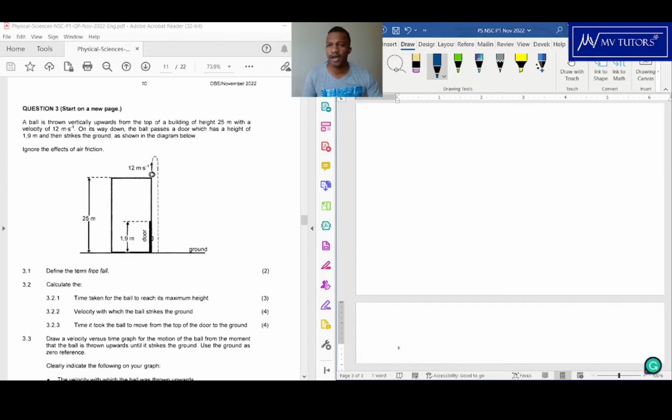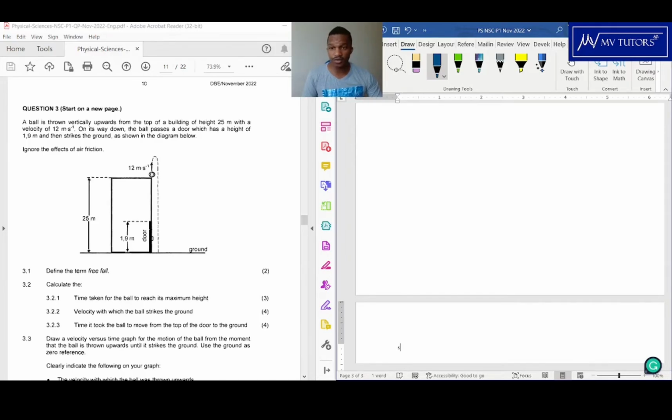Question says a ball is thrown vertically upwards from the top of a building of height 25 meters with a velocity of 12 meters per second. That's the initial velocity. On its way down, the ball passes a door which has a height of 1.5 meters and then strikes the ground as shown in the diagram below. Ignore the effects of air friction.